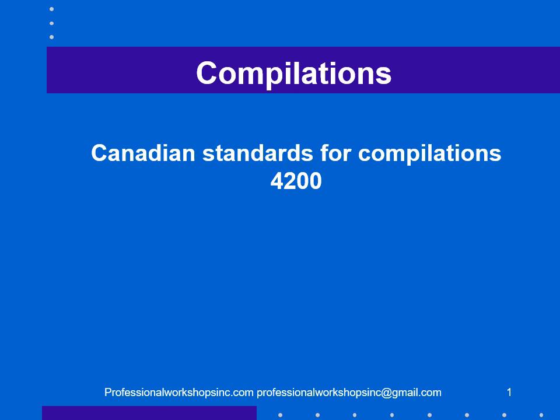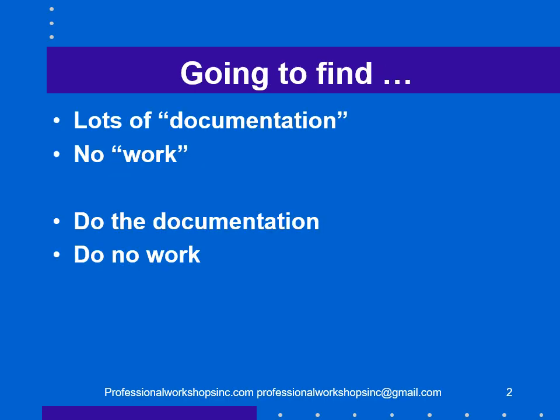This module is about compilations, and in particular the Canadian Standards on Compilations 4200. I hesitate to call them new because they've been around now for about 5 years, but we're going to go over them, and as always we want to be efficient and effective, follow professional standards, and document what we have done properly. Now, we are going to find that this section on compilations requires lots of documentation, but requires no work. In other words, no work of any kind to determine whether or not the financial information is correct.